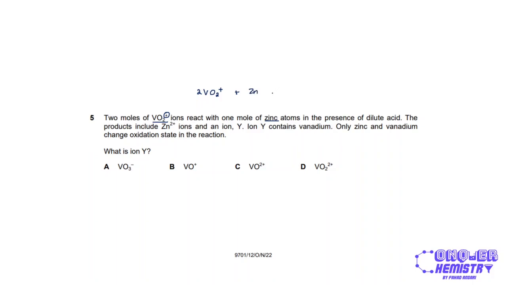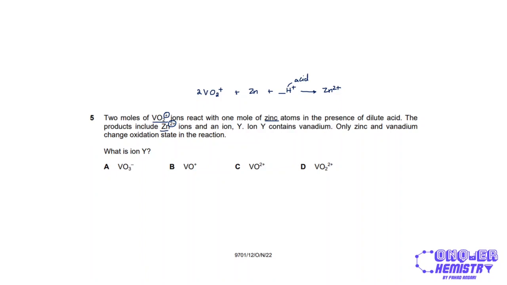All right. So we have some dilute acid. We don't know how much, but I'm just going to write a blank in front of it. Add H plus means that this is dilute acid. And the products include Zn2 plus ions. All right. So 1 mole of zinc atoms is obviously going to give us 1 mole of Zn2 plus, and an ion Y. All right. Ion Y contains vanadium. All right. So now here's the thing.